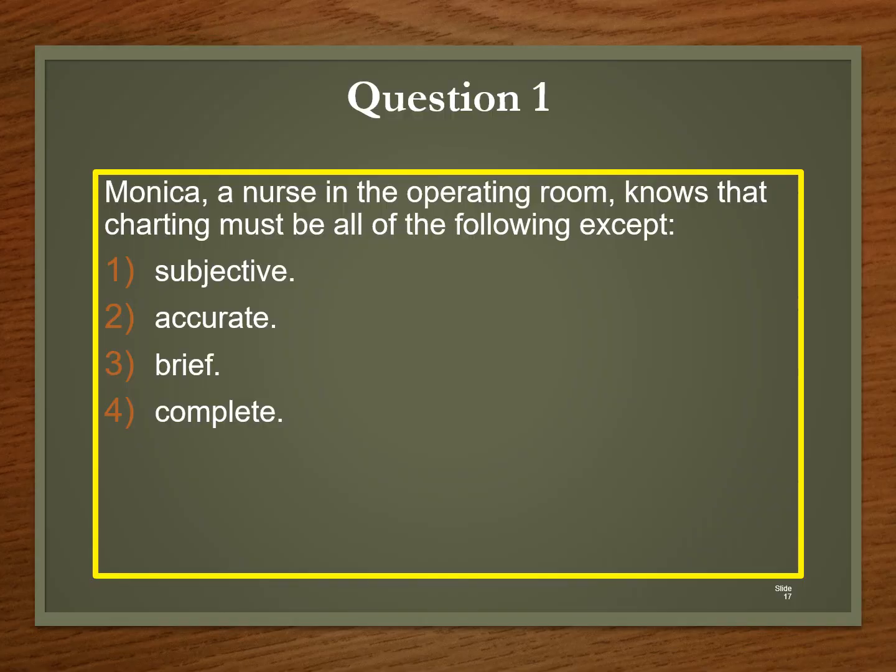Okay, here's a question. Monica, a nurse in the operating room, knows that charting must be all of the following except. So charting, everything except one of these: subjective, accurate, brief, complete. Well, hopefully you all chose number one for subjective. That is the exception. So yes, you want your charting to be accurate, brief, and complete, not subjective. We do put some subjective information in. When we do that, we put it in quotation marks to show that it was something that the patient actually said, so that it is understood that that is subjective information.